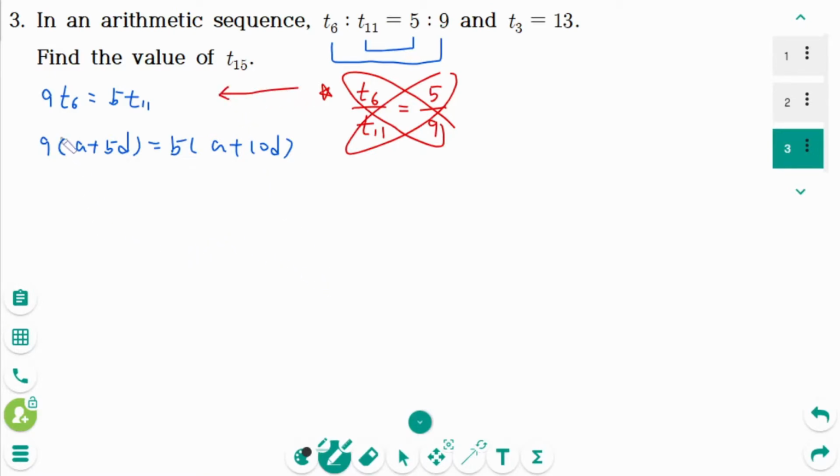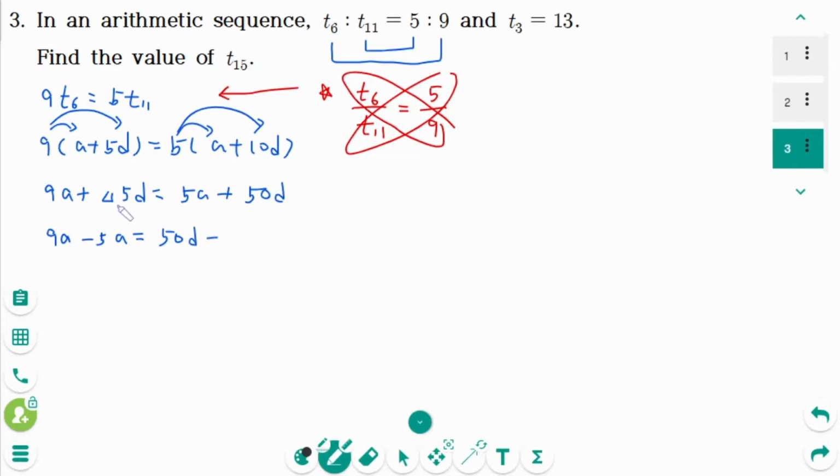Back to the original. Expand: 9A plus 45D equals 5A plus 50D. Then move 5A to the left, equals 50D minus 45D moved to the right. Then 4A equals 5D. Then divide by 4 on each side. A equals 5 over 4 D.